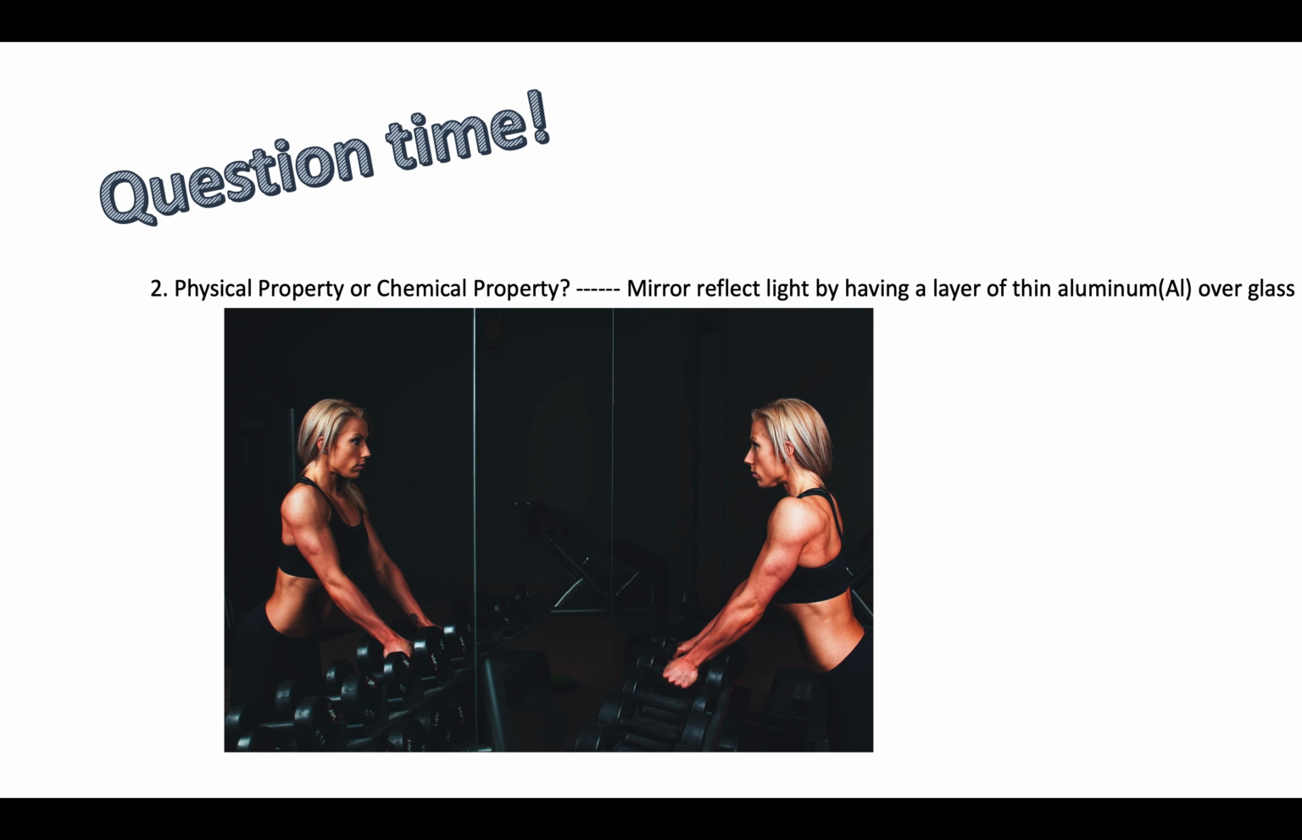For another example, we know a mirror can reflect light, and usually that's done by a very thin layer of aluminum over the glass. So is this a physical property or chemical property? Well, there's no change for the glass, it simply reflects light, so it'll be a physical property.